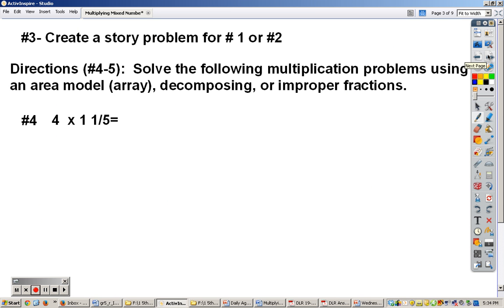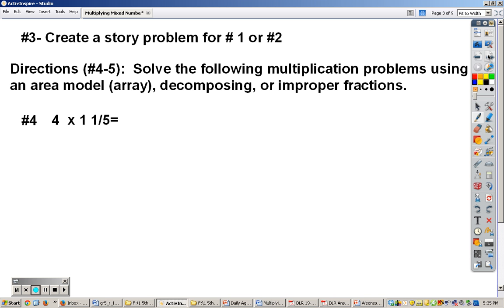Now for number 3, create a story problem to match number 2. Parents, if you want to help out, read your story problems with your students. Make sure they fit. It's a multiplication problem, so it should have some aspect of multiplication to it. For numbers 4 through 5, you can solve using any method you want. Multiplication, you can use an area model and array. You can use decomposing or improper fraction.